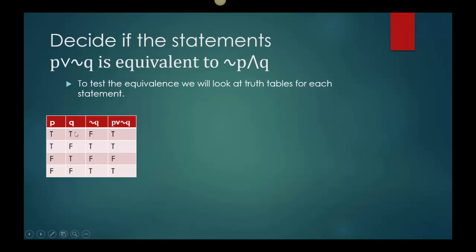I'm using or, and I'm looking at the first column P with the third column not Q. True or false is true. True or true is true. False or false is false. False or true is true.